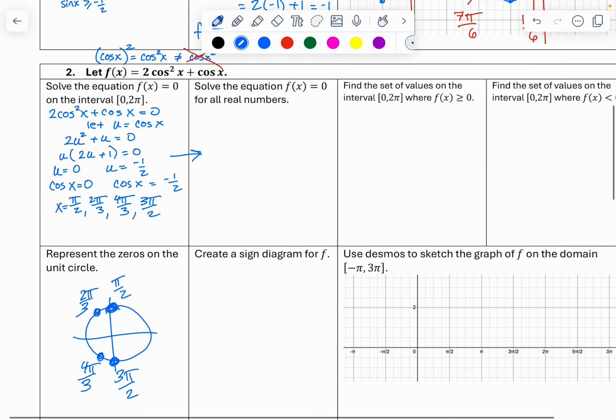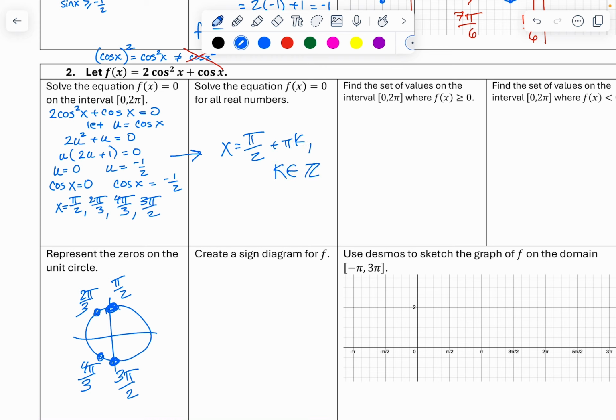And when I look at that, I notice that pi over 2 and 3 pi over 2 are pi units apart, and I'm lazy, I mean efficient, and I'm just going to say, well, let's just write one of them and say plus pi k instead of plus 2 pi k. You can write both of them plus 2 pi k. I just want to be efficient. I don't want to write more than I have to.